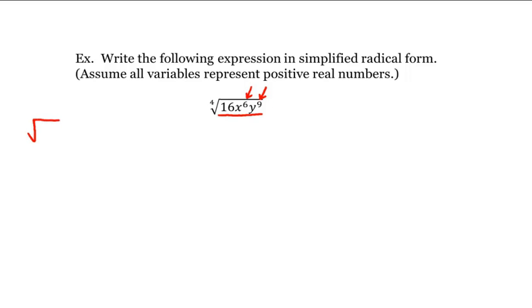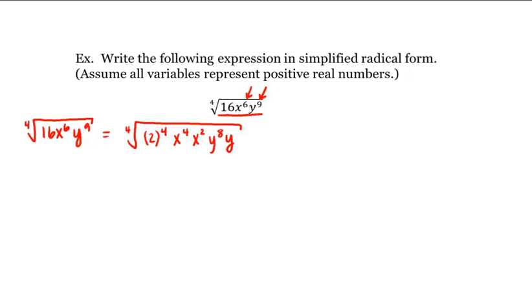So what do we have? We have the fourth root of 16x to the 6th y to the 9th is equal to the fourth root of 16, but 16 is 2 to the 4th power. And now we're going to extract the perfect fourth power factors here. So we're going to rewrite x to the 6th as x to the 4th times x squared, and we're going to rewrite y to the 9th as y to the 8th times y. And this is equal to the fourth root of 2 to the 4th, x to the 4th, x squared, and then we're going to rewrite y to the 8th as y squared to the 4th power, and then times y.